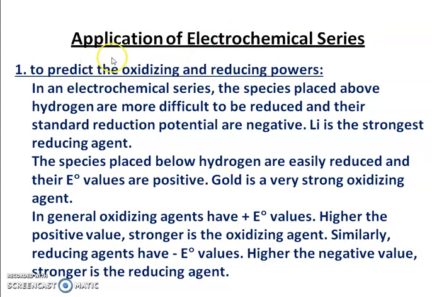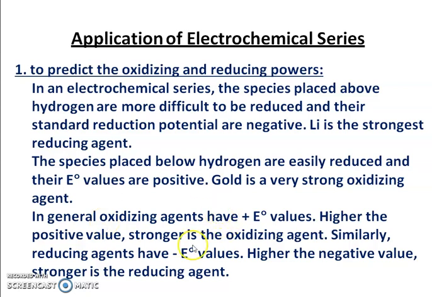So the first application of the electrochemical series is that we can predict the oxidizing and reducing power. As I have told in my last slide, the metals which are placed above hydrogen will behave as very strong reducing agents. That means the tendency to get oxidized will be higher. The species which are placed below hydrogen have a greater tendency to be reduced and they will behave as very strong oxidizing agents.